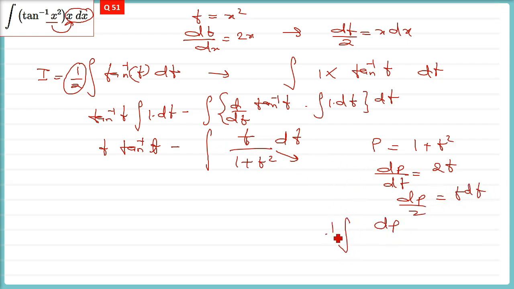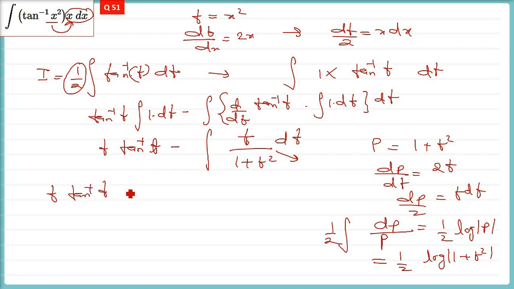dp here, half goes in the front. 1 plus t square is p. So dp by p will be log modulus of p. Half log modulus of p. So half log p, where p was taken as 1 plus t square. So let me write it here. t tan inverse t minus, as we have already exchanged p with 1 plus t square, half log 1 plus t square will come. It will be negative half log 1 plus t square and then with a constant of integration. So plus c will write.